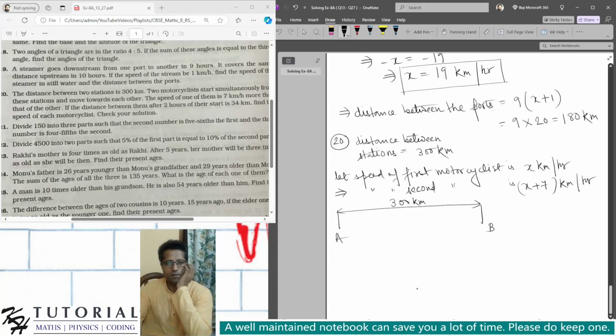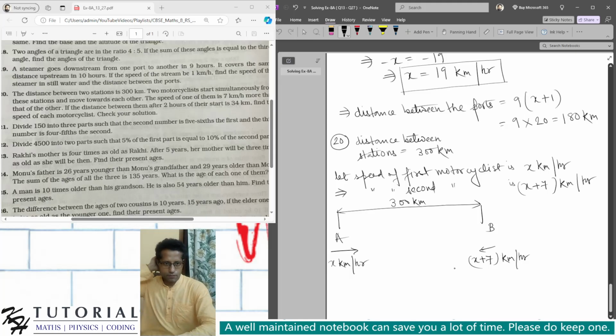And if the distance between them after 2 hours of their start is... so after 2 hours of riding, let's say the motorcyclist starting from station A going towards B has a speed of x kilometer per hour, and the motorcyclist moving from station B to A is moving at a speed of x plus 7 kilometer per hour.